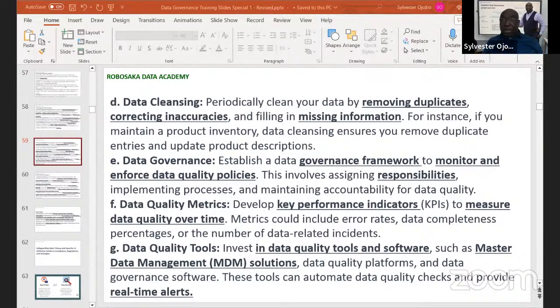So moving forward, I want you to always understand this data governance aspect of it. And Lewis mentioned measure of metrics. It's another strategy for data quality. You must have quality metrics. Okay, these metrics are key performance indicators to measure data quality over time. Metrics should include error rates, data completeness percentage, or the number of data-related incidents. So these metrics help you to measure the performance of your program, of data integrity.